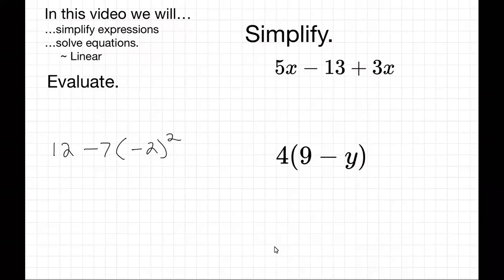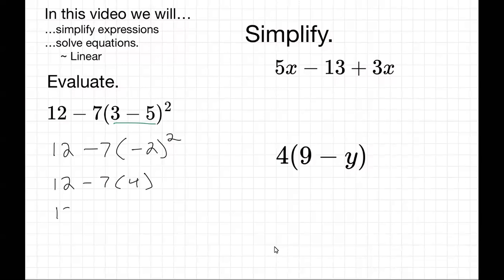With that negative 2 now simplified, we can move on to the next step where we can deal with the exponent. So we have negative 2 squared, so negative 2 times negative 2 is going to be positive 4. From there, we can move to the next step, which is multiplication and division. So we have negative 7 times 4, which is negative 28, which will leave us lastly with this subtraction of 12 minus 28, which is going to be negative 16.